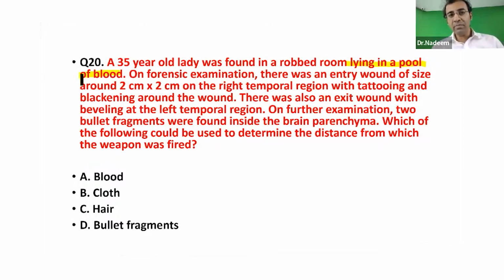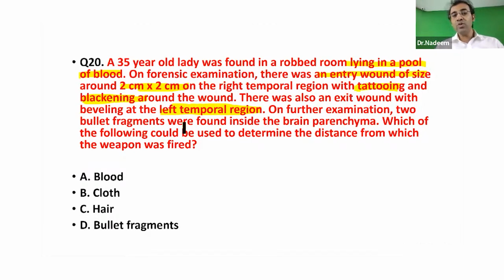On forensic examination, there was an entry wound of size 2x2 on the right temporal region with tattooing and blackening around the wound. There was also an exit wound with beveling at the left temporal region, on the opposite side. So there was an entry wound and an exit wound. On further examination, 2 bullet fragments were found inside the brain parenchyma.